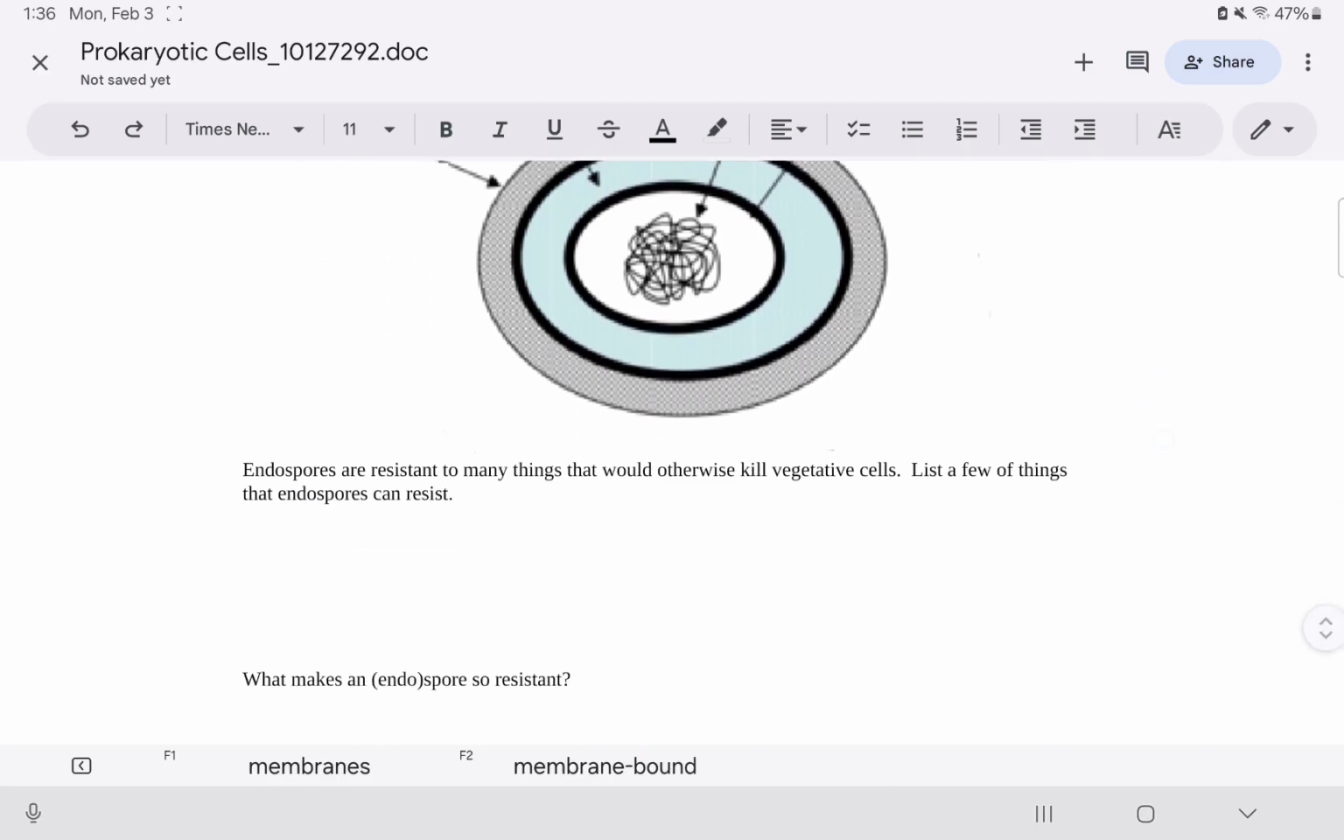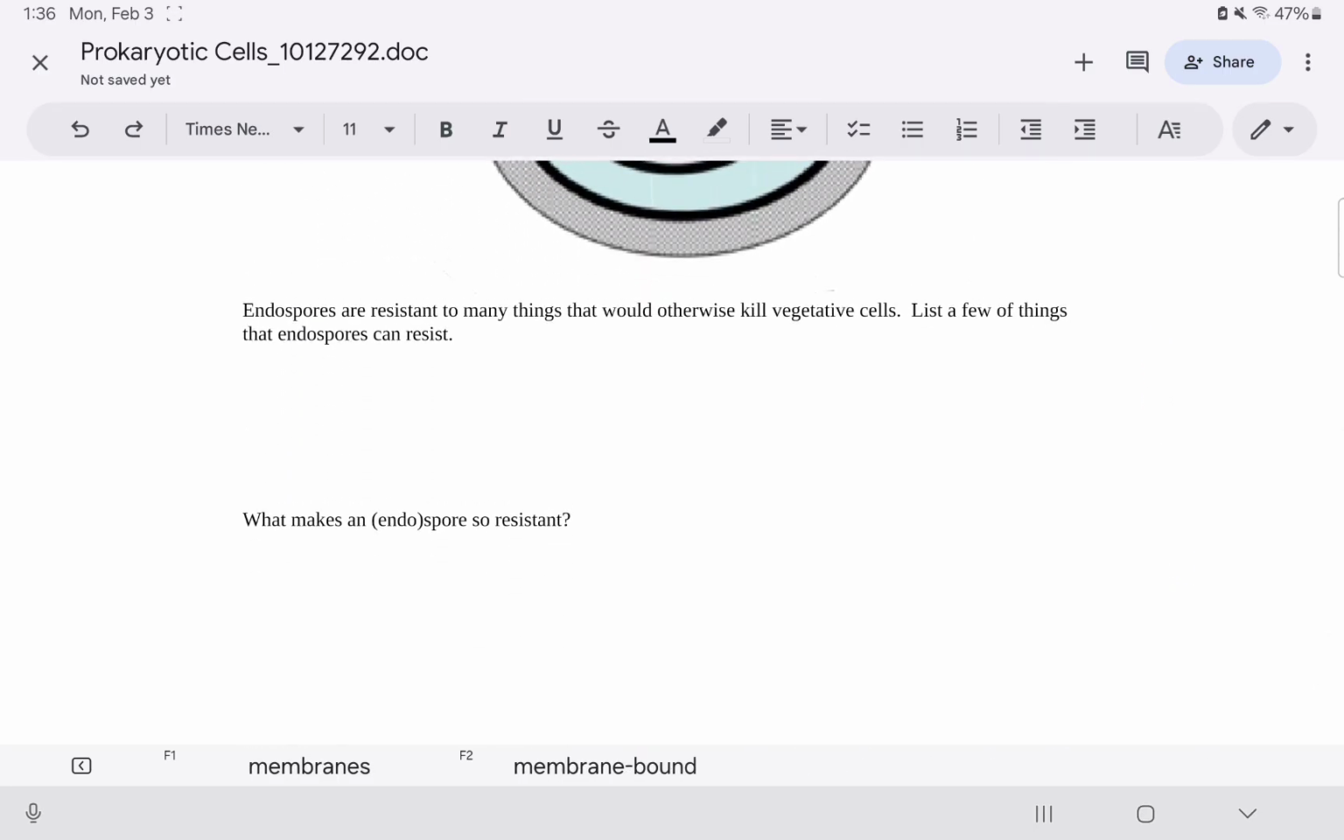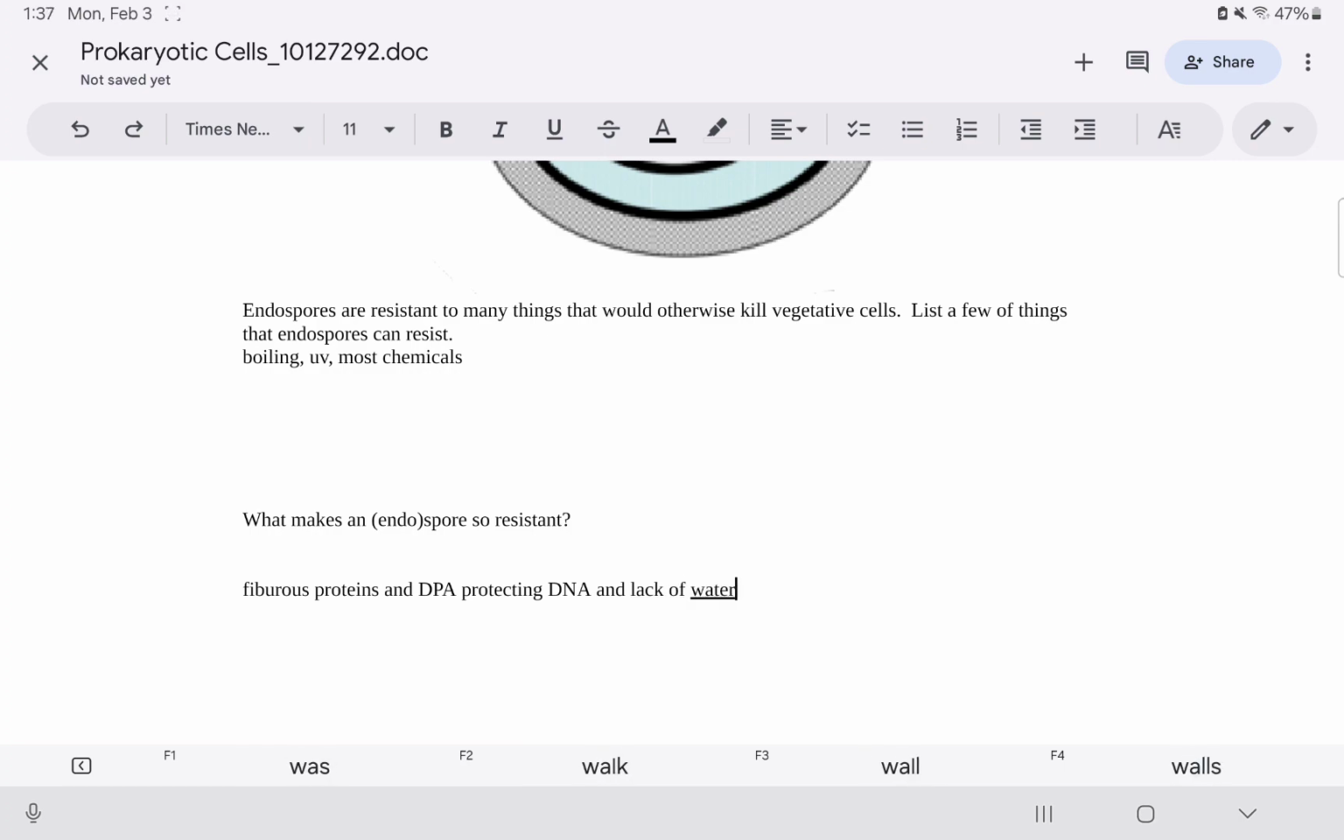So this is actually what we're going to talk about next unit. List a few of the things that endospores can resist. So they can resist boiling, they can resist UV, they can resist most chemicals. Things that would be very successful at killing normal vegetative bacteria are not gonna work. All right, what makes an endospore so resistant? It is the fibrous proteins and the DPA protecting the DNA. And the fact that they don't have any water, that's part of sporulation, to pump the water out. So they can't be boiled. That doesn't work on them.